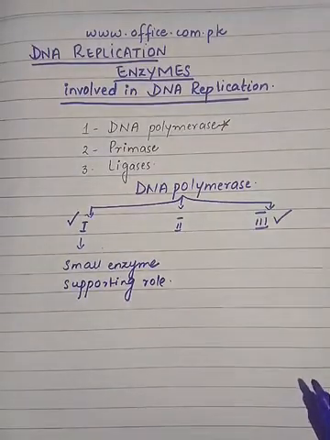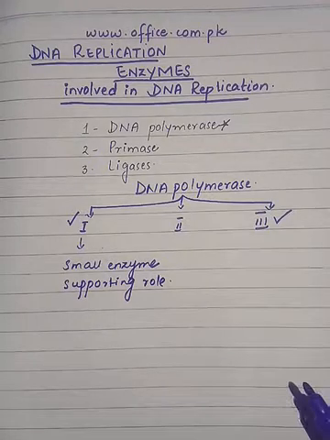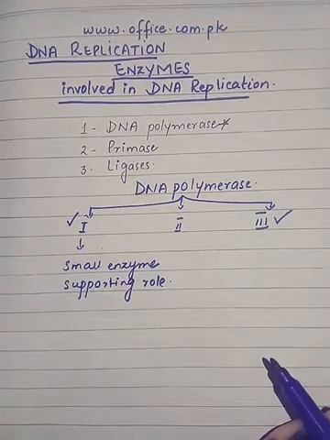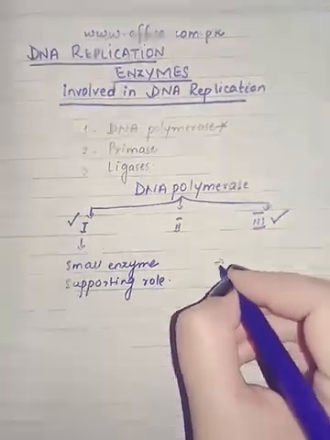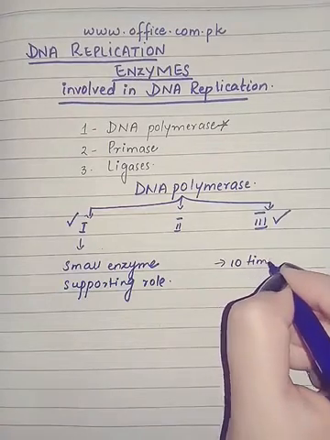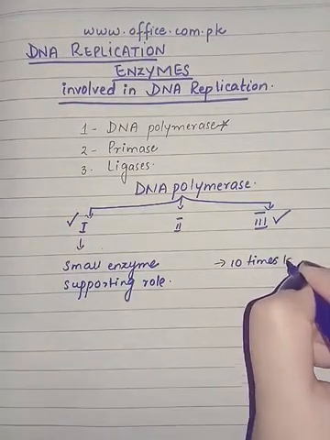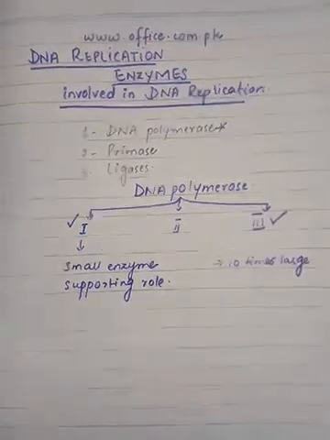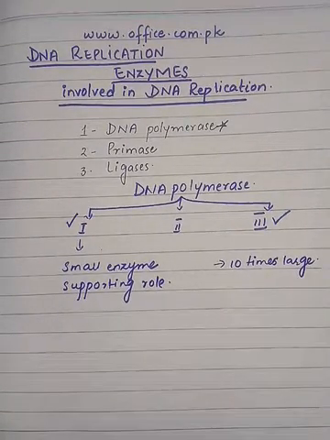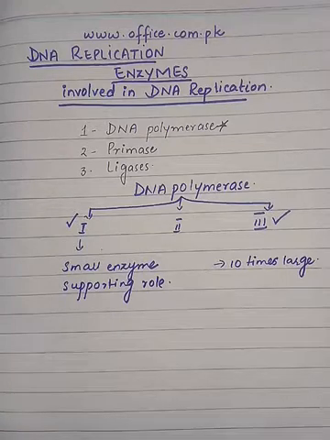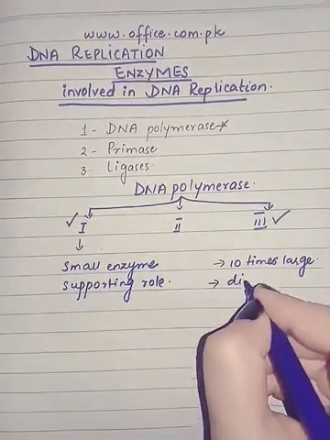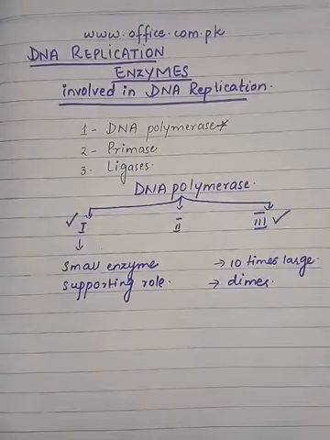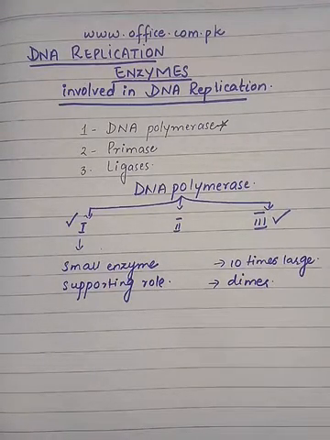whereas the DNA polymerase 3 is 10 times larger than DNA polymerase 1. And this is the main enzyme involved in the DNA replication. Now the DNA polymerase 3 is a dimer. You all know what a dimer is. A dimer is a combination of 2 small molecules, 2 monomers. They give rise to a dimer.